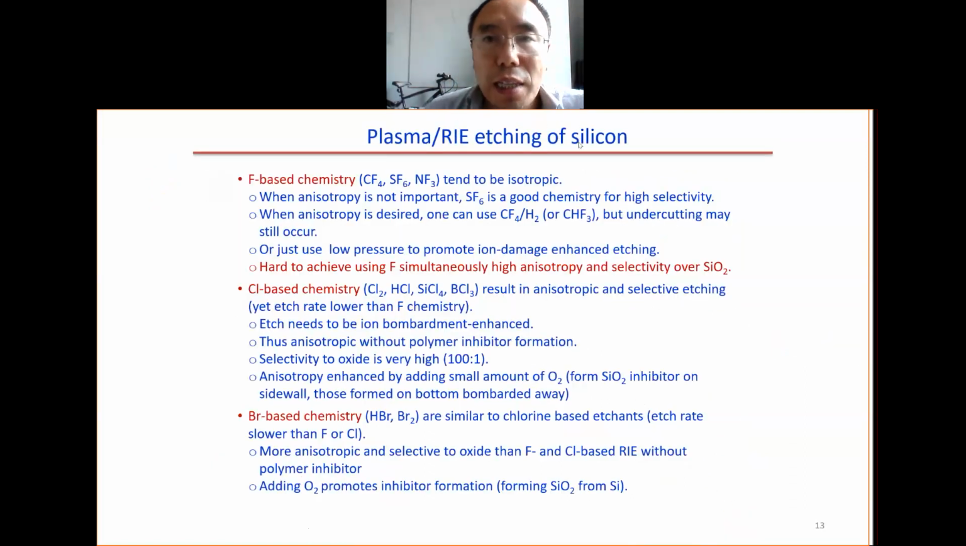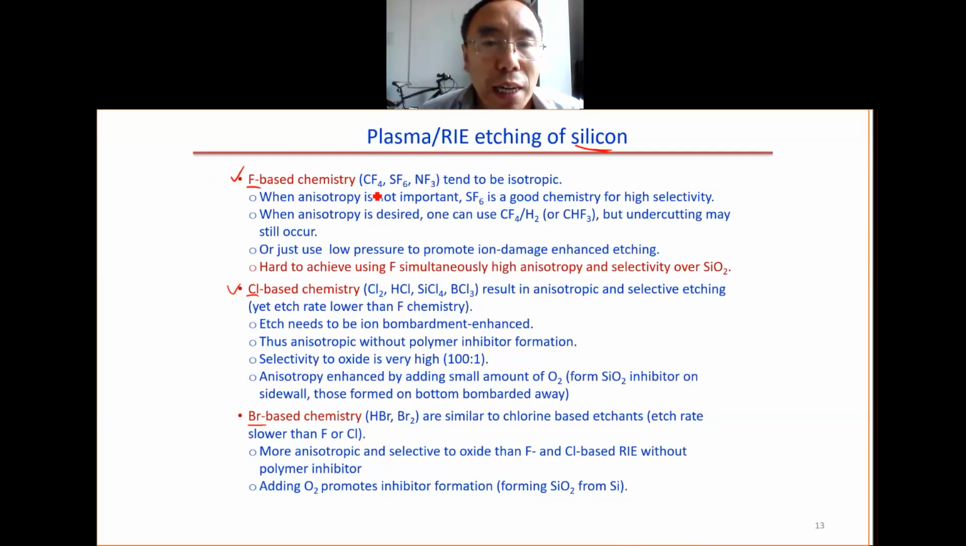So now let's look at the etching of the silicon. The silicon can be etched away by fluorine, chlorine, and bromine. In reality, this is popularly used. This is also used very often. But this one is also used for production, but not too much for research.